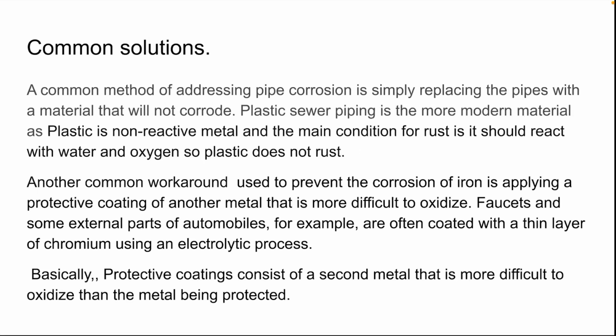Another common workaround used to prevent the corrosion of iron is applying a protective coating of another metal that is more difficult to oxidize than the iron. Faucets and some external parts of automobiles, for example, are coated with a thin layer of chromium using an electrolytic process. Basically, protective coatings consist of a second metal that's more difficult to oxidize than the metal being protected. So, the protected one doesn't oxidize.